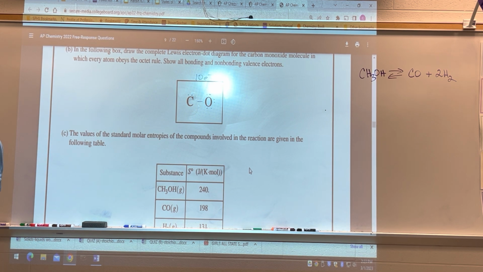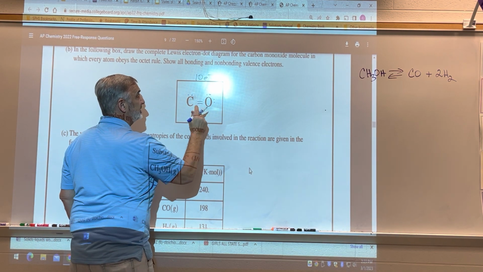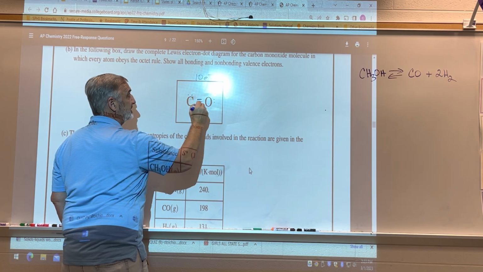But we want to obey the octet rule, so what do we have to do? You got to get carbon up to 8. We got to steal from the rich, share with the poor. What's the rich? Oxygen. So, if I do that, 2, 4, 6, okay, I have to do that, now I get 8.